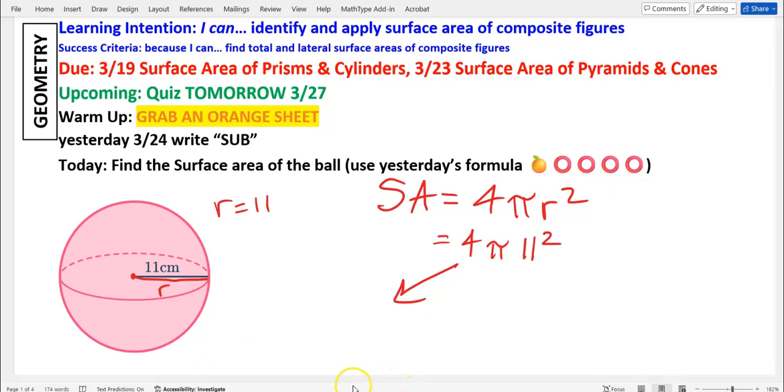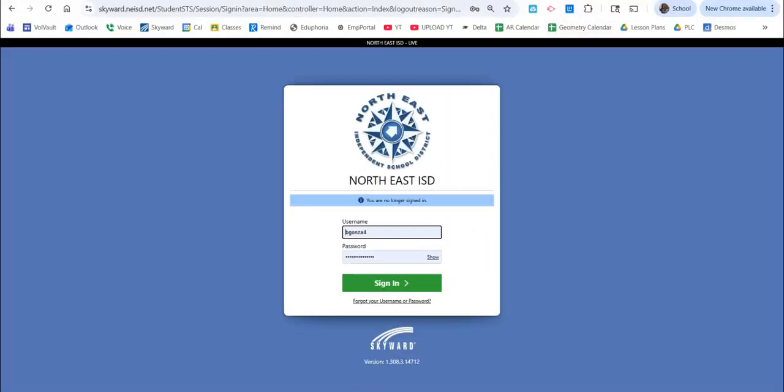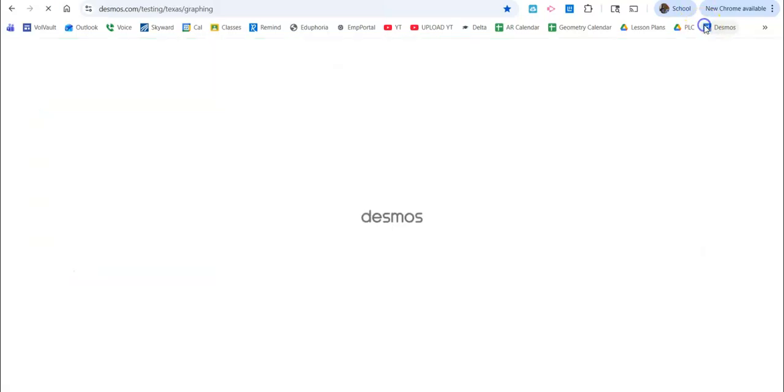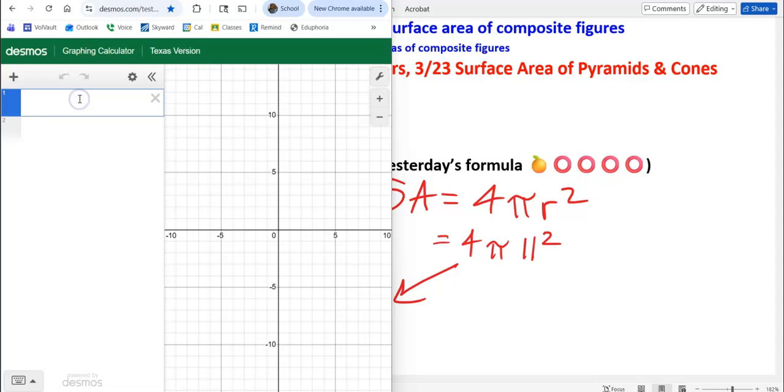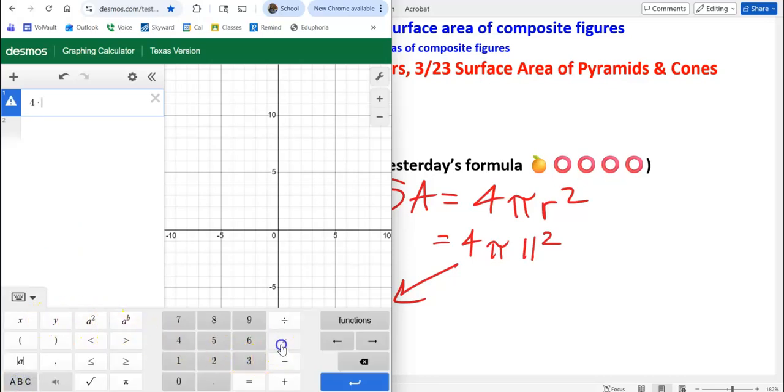So I want you to watch me do this. All right, 4 pi 11 squared. I'm going to put 4, but I'm not going to type the pi. We call this in terms of pi. So 4, no pi, times 11 squared. Do you see how that's not an ugly decimal? It's just a whole number, 484.